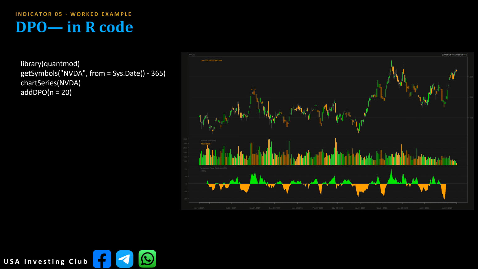In R, pull NVDA's data, plot the candlestick chart, and layer on DPO with N equals 20. The shift of 11 periods is derived automatically from that N, so there's no separate shift argument to set. What's on screen is that output on real NVIDIA data, price and volume on top, and DPO's 20-period reading oscillating around 0 underneath, with no fixed overbought or oversold bands drawn. A direct visual reminder that unlike every other tool this week, DPO isn't built to flag extremes at all.